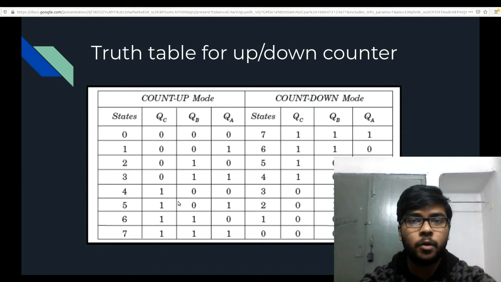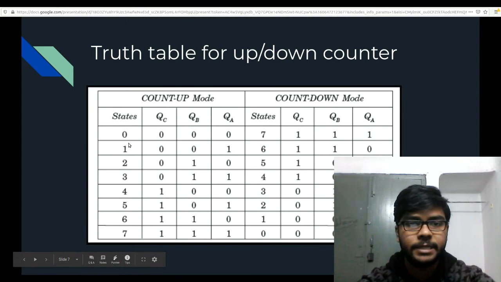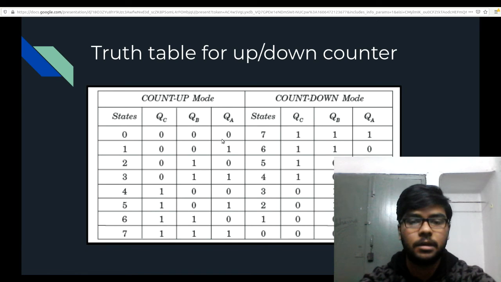Then let's talk about the truth table of the up-down counters. Basically, up counters will increment the current state, and the down counters are going to decrease the states. So this is going to be a mod 8 counter. There are 8 states, and for representing them, we basically have three flip flops.